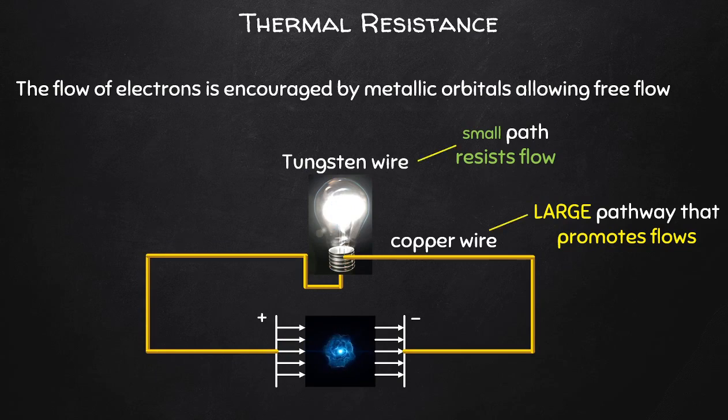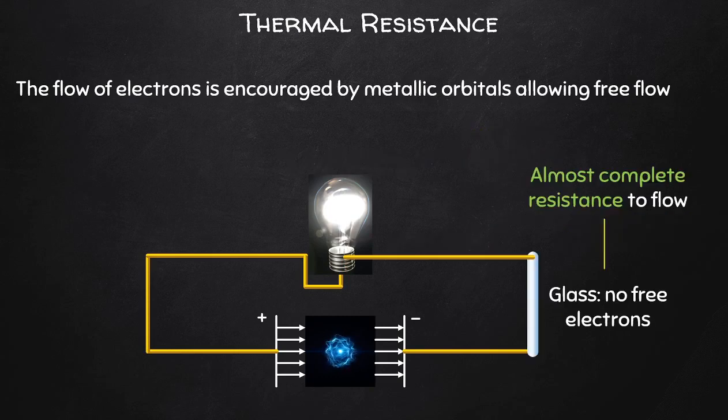So, for example, the tungsten wire is not as effective as copper in conducting electrons, but the tungsten wire also has a really tiny cross-sectional area through which the electrons have to flow. So what happens if you place a piece of glass in the path? Well, no flow.